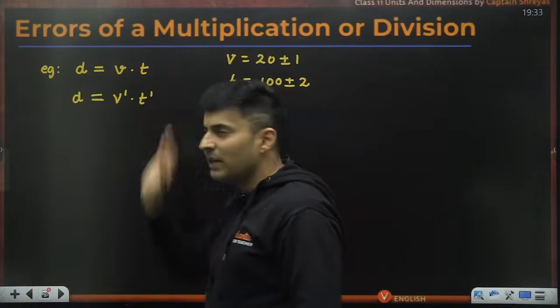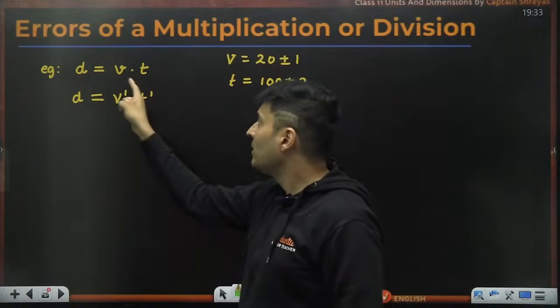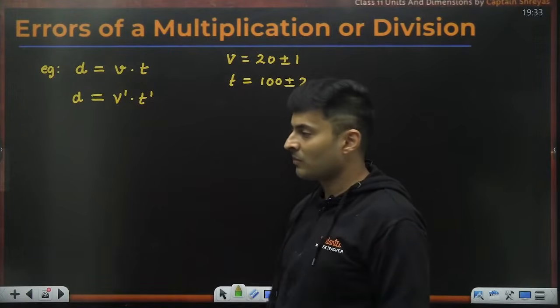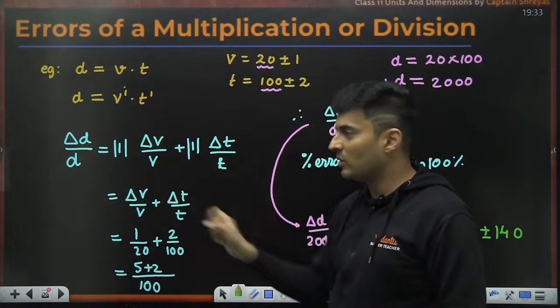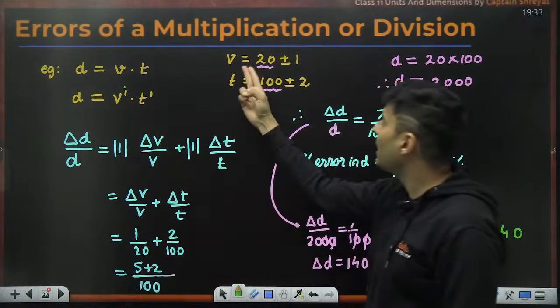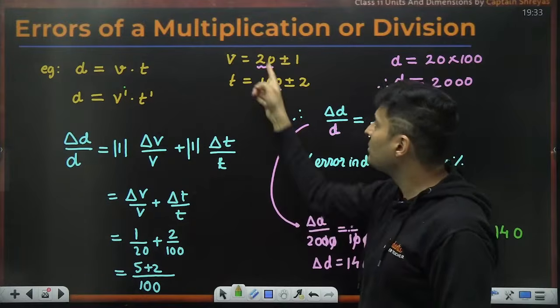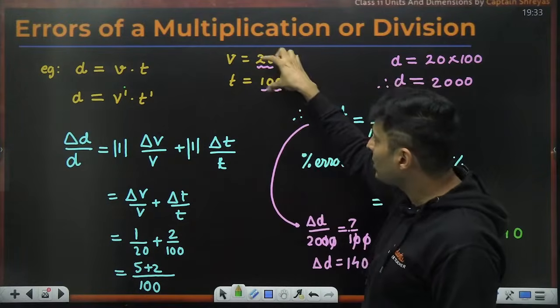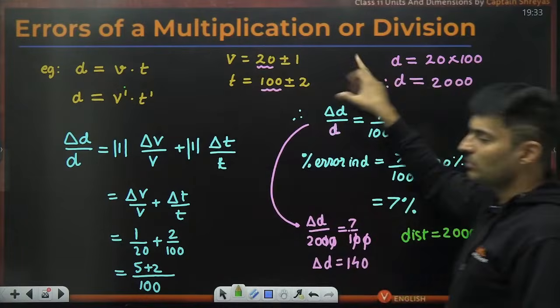Now distance was speed into time. So try to make it into that form. How? Speed raised to 1, time raised to 1. So 1 will come outside and this one will also come outside, relative error of speed and time. Delta V means error in velocity. Delta T means error in time. T and V means most likely values. Those most likely values can be exactly used to find the actual distance, most likely.